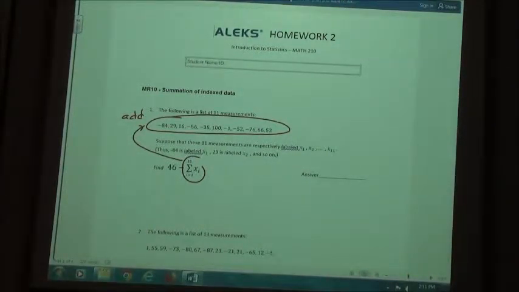Now what are we getting for our sum for that? Negative 41? Everybody getting negative 41? Okay, I see a couple nods.